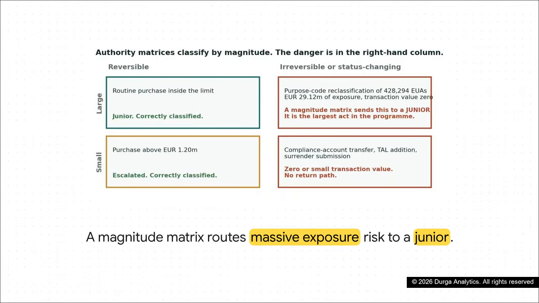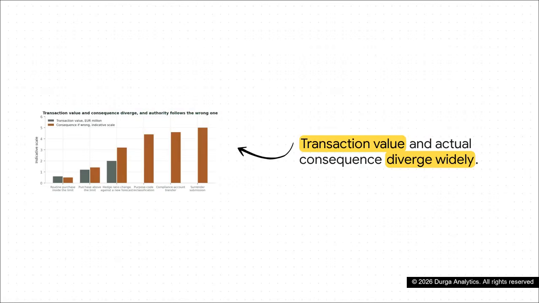Imagine we need to do a purpose code reclassification. We're moving over 428,000 EUAs between the compliance book and the speculative book. Because no money is actually changing hands externally, the transaction value is technically zero. So, a magnitude-based matrix means this massive, nearly 29 million euro risk exposure just drops right into a junior trader's lap with absolutely zero required approvals. Crazy, right? The disconnect here is just staggering.